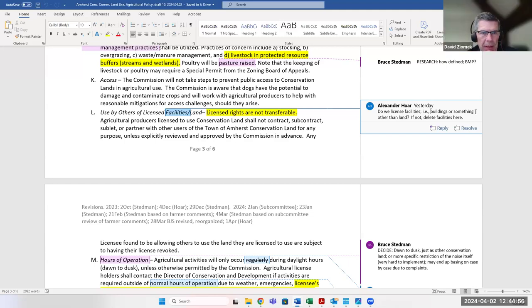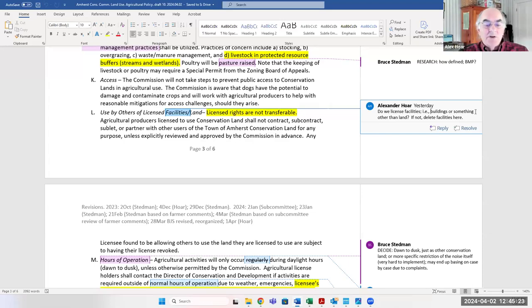Yeah, absolutely. And I think in the next sentence, producer's license shall not contract, subcontract, sublet, or partner with other users for any purpose unless explicitly reviewed and approved. Does that cover it, Aaron? Yeah, I think so. Okay. Yeah, because that is a problem. The farmers go, hey, I got this half acre over here. I'm not using it. Why don't you use it?